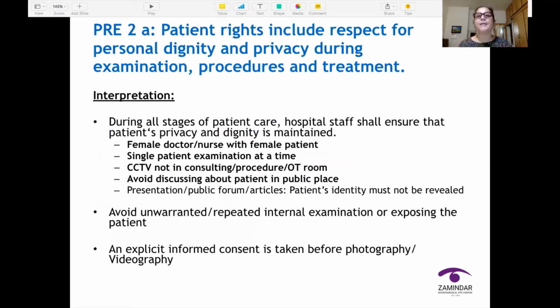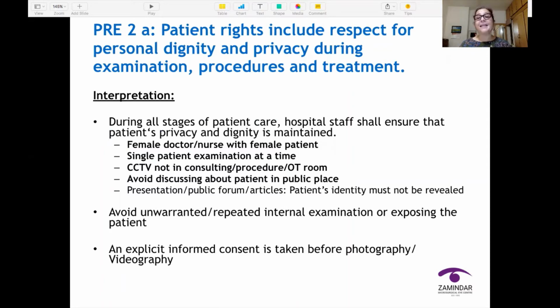PRE 2A talks about personal dignity and privacy during examination, procedures, and treatment. For example, a female doctor or nurse, single patient examination at a time, and CCTV not present in the consulting, procedure and OT rooms. Avoid discussing patients in public spaces. Typically, what is called elevator talk should be avoided.